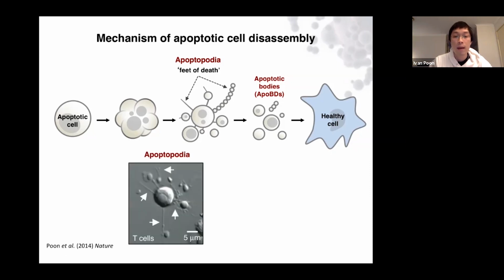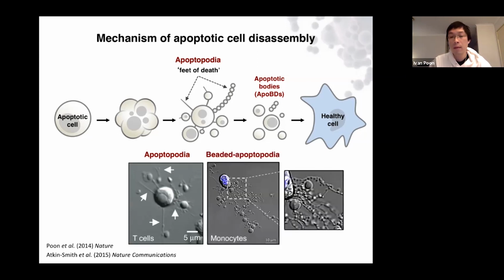One of them is a more string-like protrusion. We call them apoptopodia, and it can be found in T cells, fibroblasts, or endothelial cells, where the function is to push the blebs apart and eventually fragment to form apoptotic bodies. But certain cell types, in particular monocytes, which we'll go into a bit more later, can form a protrusion where the protrusion becomes beaded and eventually undergoes fragmentation to generate apoptotic bodies. So those are two different protrusions that we have discovered that can aid the formation of apoptotic bodies.